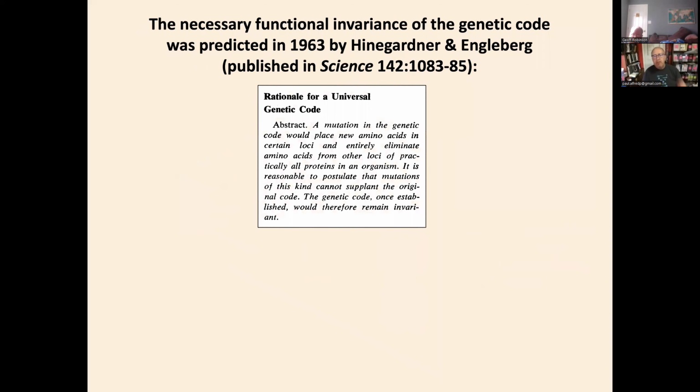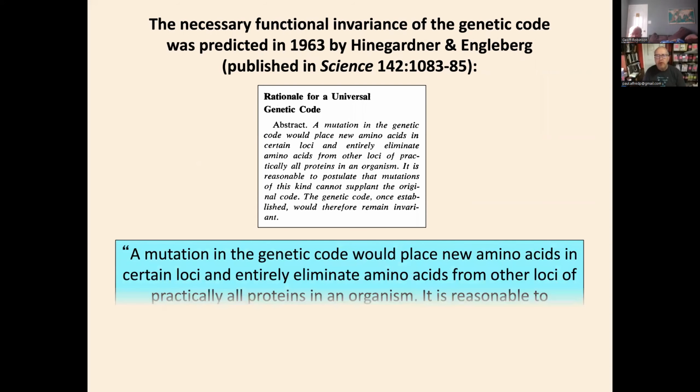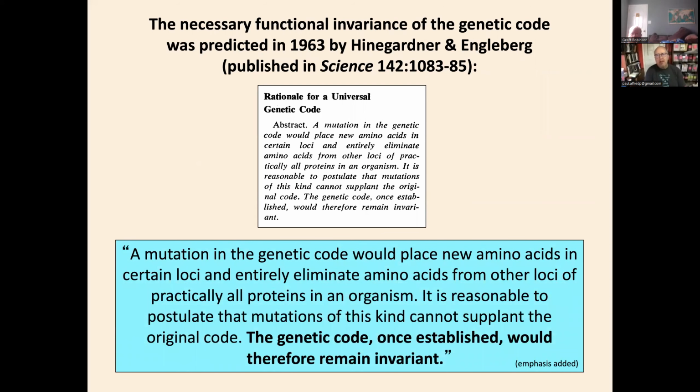In fact, even before the code was elucidated, typically that is said to have occurred in 1966. In 1963, 3 years earlier, in an article in Science, Hinegardner and Engelberg said, if there is a code, it would remain invariant once it came to be. Why? Because a mutation would change every protein in an organism. That can't happen. Therefore, once the code is established, it will remain invariant.